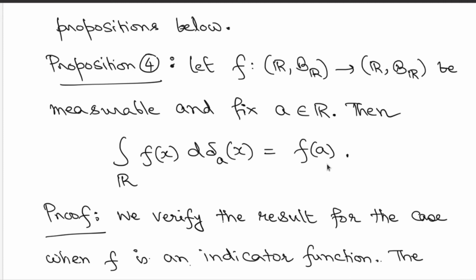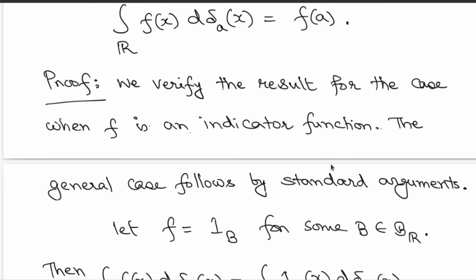Okay, so this is a very simple relation. This says that once you try to integrate a function with respect to the Dirac measure, all you have to do is to evaluate the function at that point. Alright, so how do you verify this? Again, follow the standard approach. First verify it for the case when f is an indicator.